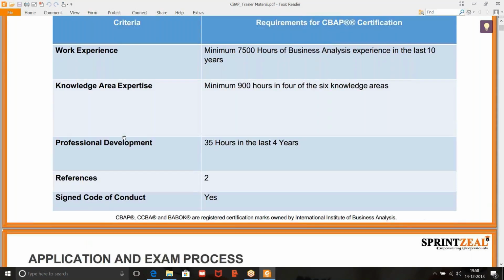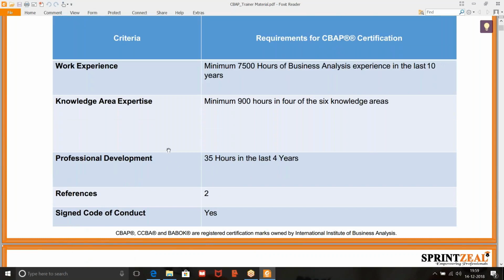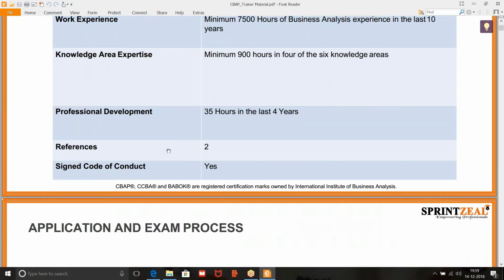For the references, you can ask your manager or a colleague who is a BA. Ideally, I recommend someone who has seen you working as a BA, and another one, if someone is already a CBAP, that's good. But that is not a minimum requirement. You can still take a reference from someone else. That's not a big deal. But if no one is a CBAP, then I think it's a great opportunity for you to bring that change. I would think so.